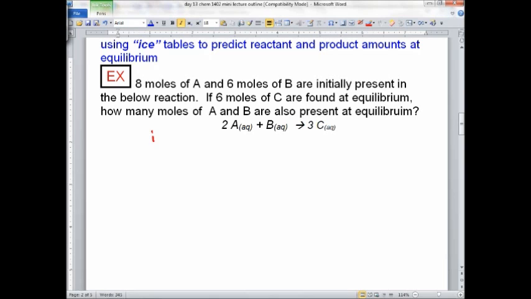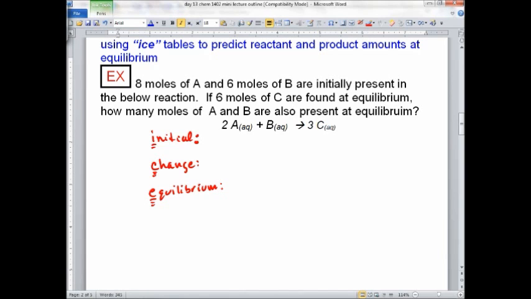Now the I stands for initial. It's a table. So the first row is going to be initial. The second row is the C, or change. And the final row is the E, for equilibrium. So we have 3 rows. Just have to know the tricks on filling out the rows.